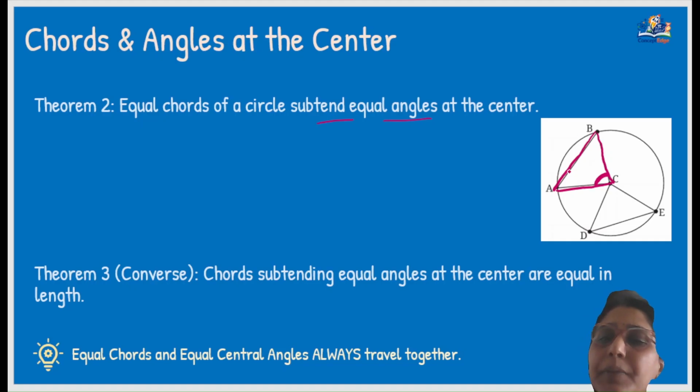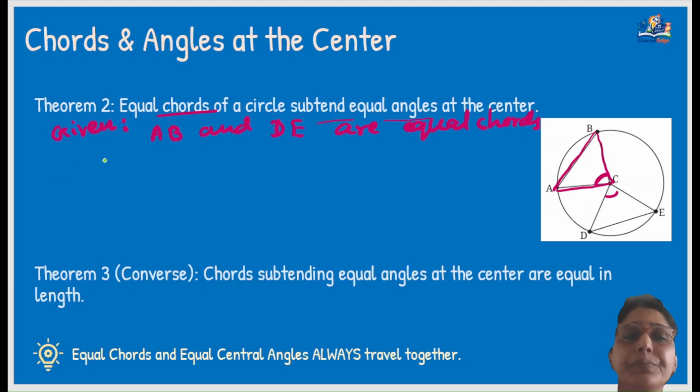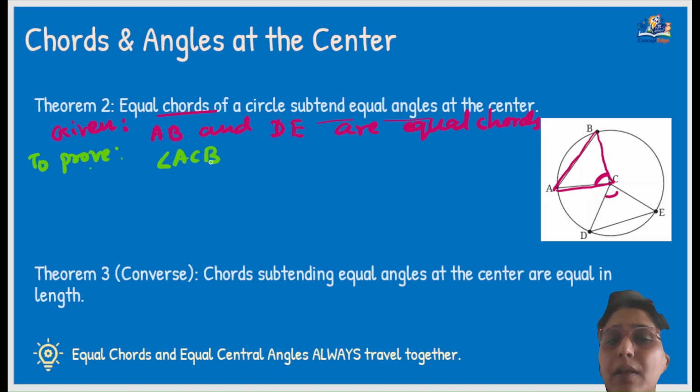So, ACB is the angle subtended by chord AB, and angle DCE is the angle subtended by chord DE. Now, we know the given is that two chords are equal. Equal chords means AB and DE are equal chords. Now I want to prove that this angle ACB equals angle DCE.